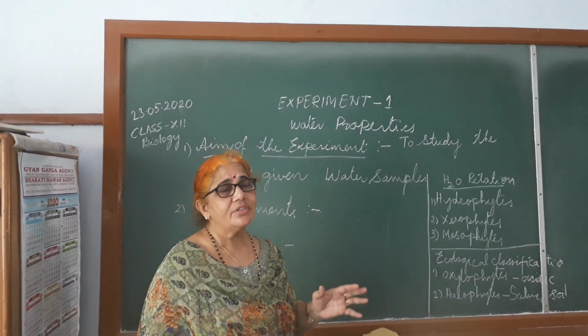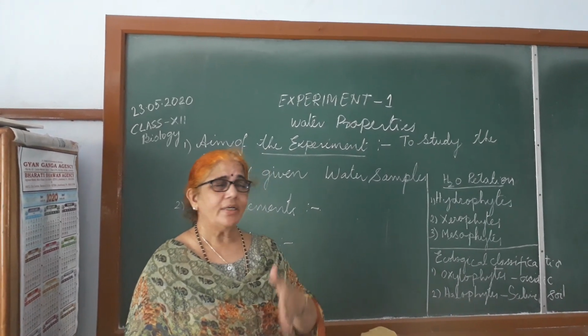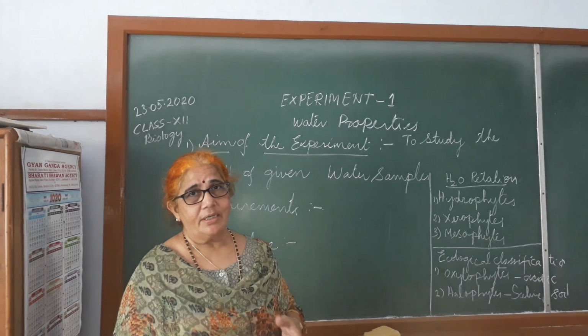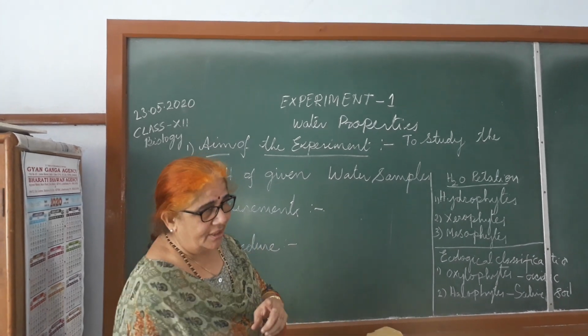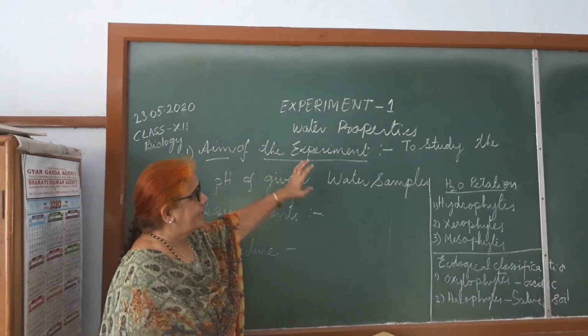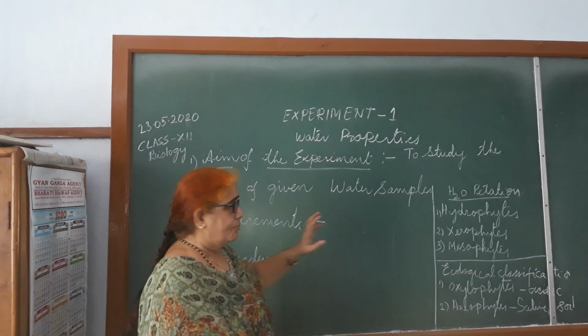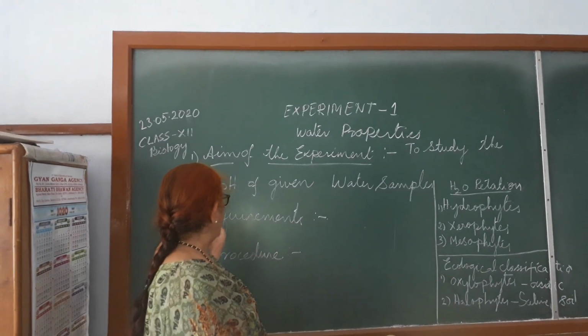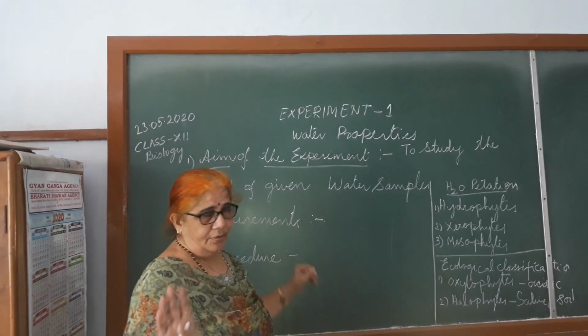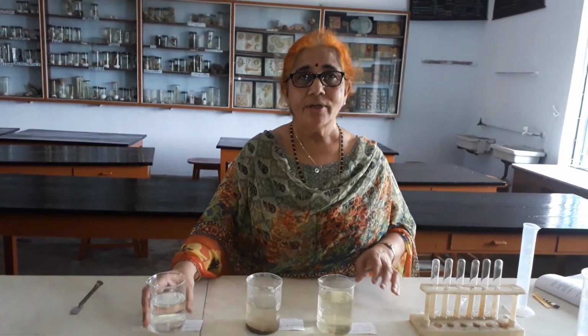Why should we know ecosystems? So that we will know what kind of organisms and plants will grow in that particular water: sample water, pond water, tap water, different kinds of water. So the aim of the experiment is to study the pH of given water samples. Procedure I will show you, and requirements also I will show you. Okay, start.